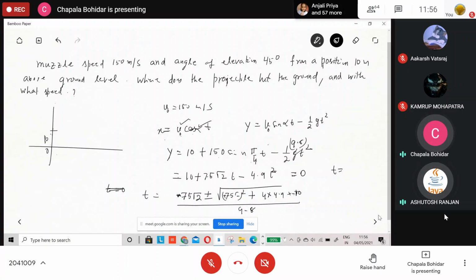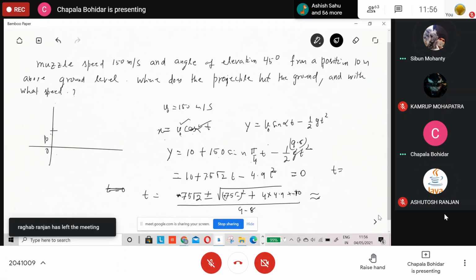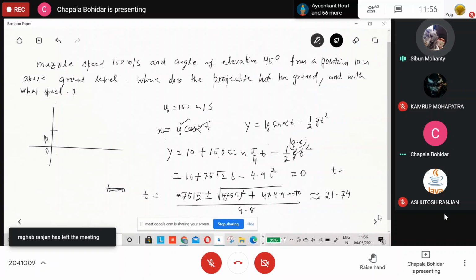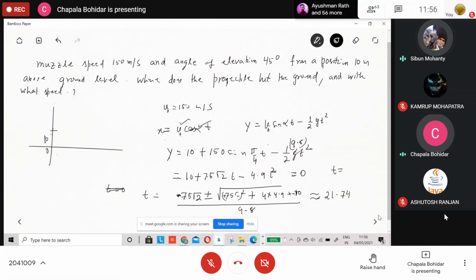So what is the value of t here? t is equal to 21.74. I got it. Yes, ma'am. 21.64. I got 74. You are getting 64. Ma'am, in your book, the formula for t equals 2 V0 sin alpha by g. I taking the formula of t equals 2 V0 sin alpha by g, I get 21.64.